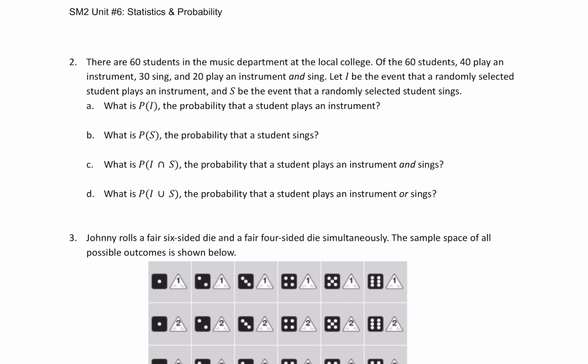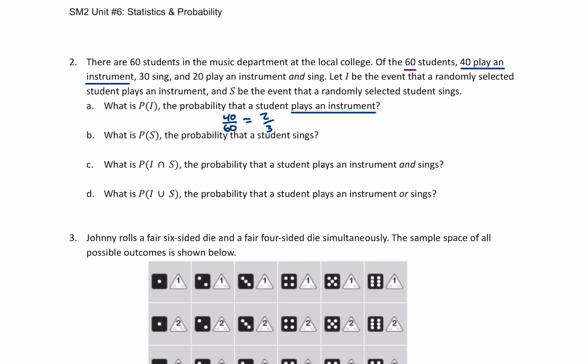Okay, so what is the probability that a student plays an instrument? I'm looking for those who play an instrument. Well, in my story problem, it says right here, 40 of them play an instrument. That one's pretty easy. So I'm going to put 40 over my total sample size. My total is 60. I've got 60 students. So 40 over 60, or we can simplify that down to 2/3. 2/3 of my students play an instrument.